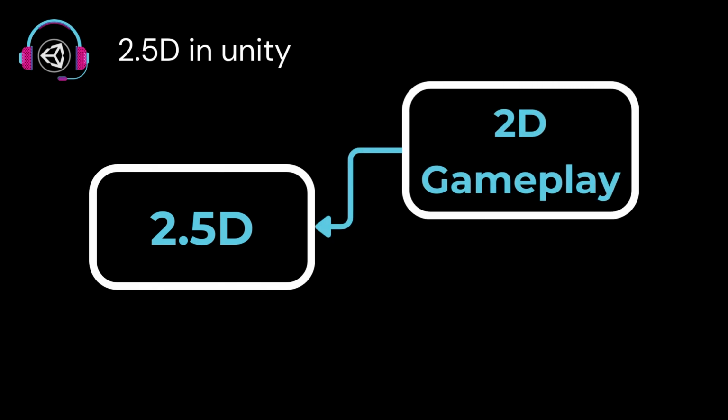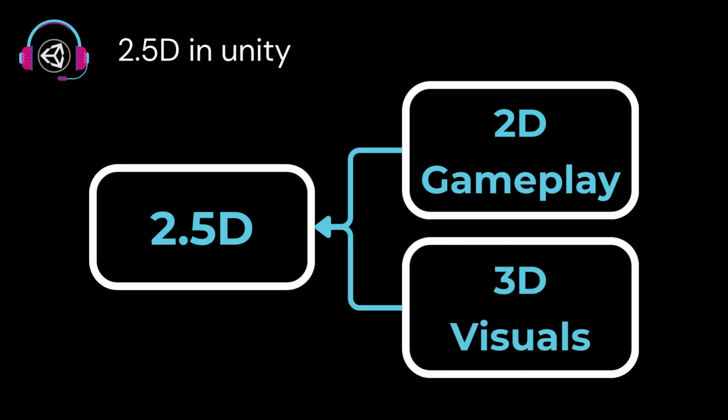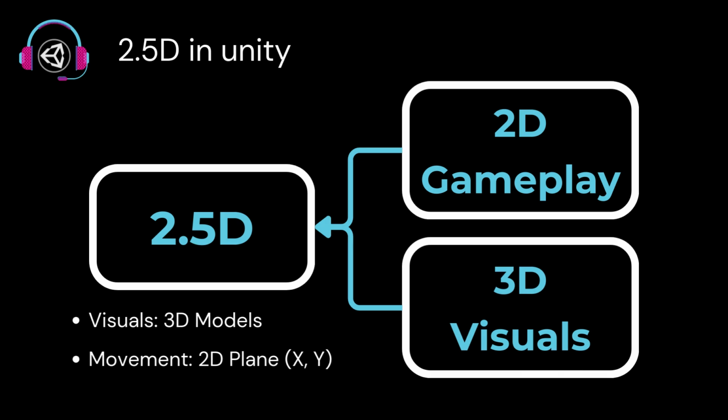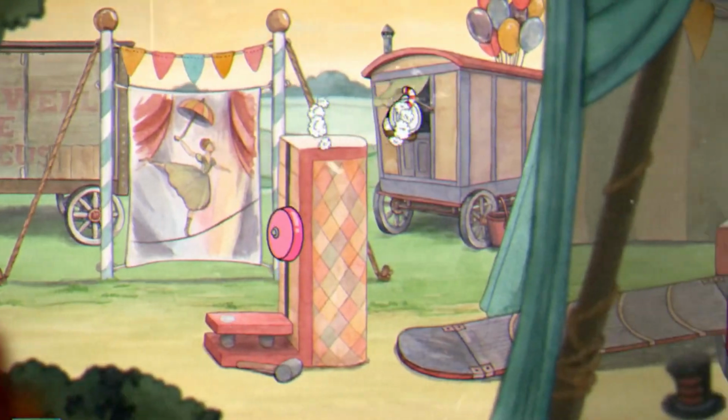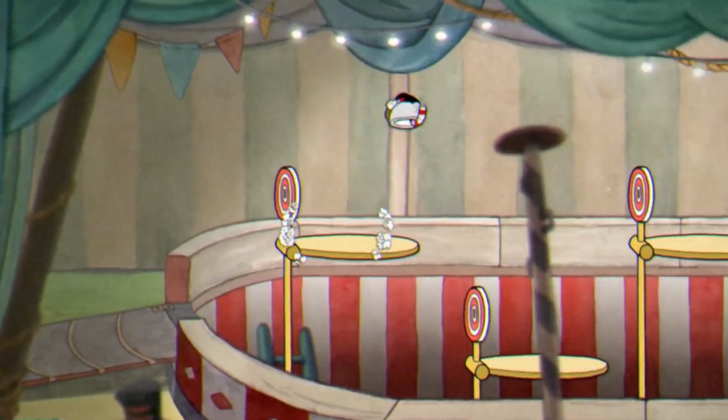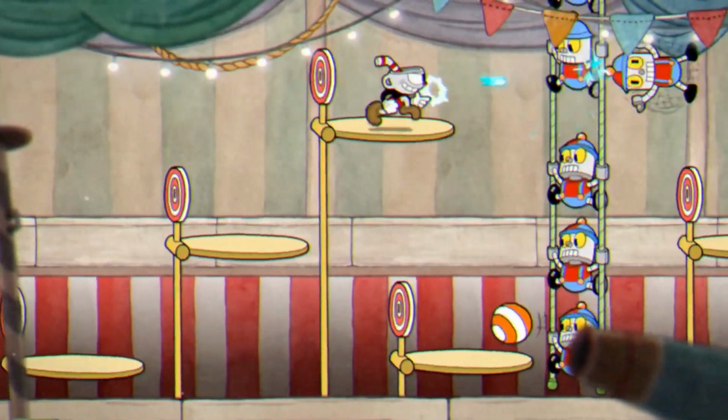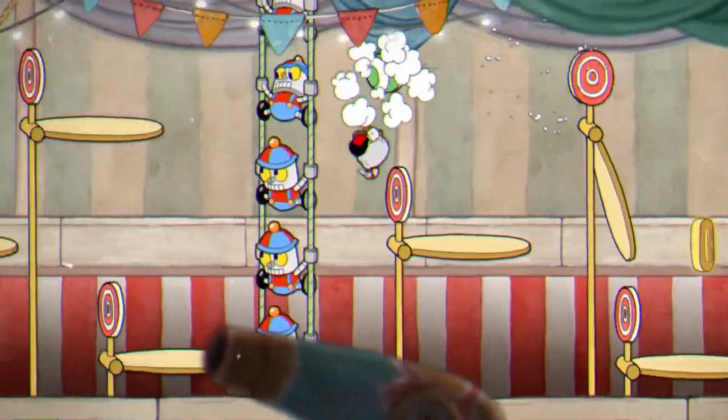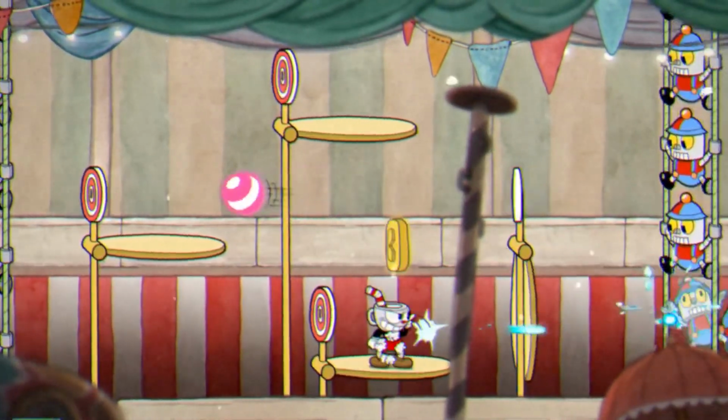2.5D in Unity refers to a hybrid style of game development, where the gameplay happens in 2 dimensions, but the visuals use 3-dimensional graphics. For example, characters and environments might be fully 3-dimensional models, but the player can move along a 2-dimensional plane, usually the X and Y axis. These styles blend the visual depth of 3D with the simplicity of 2D mechanics, and it's commonly used in platformers, side-scrollers, and strategy games.